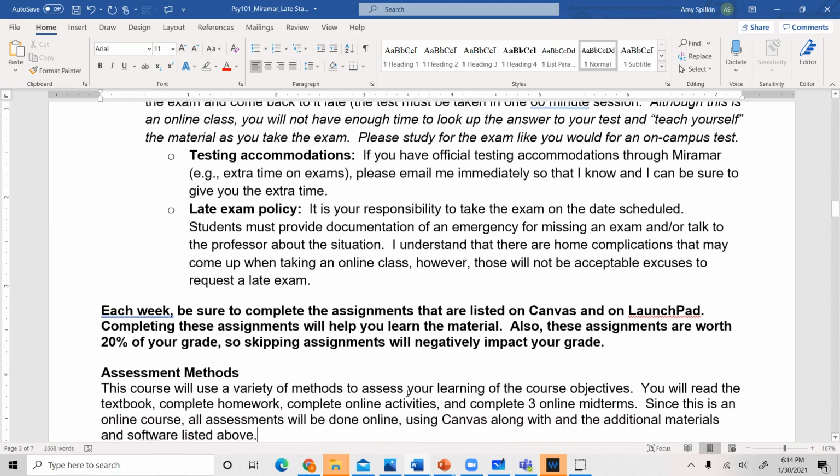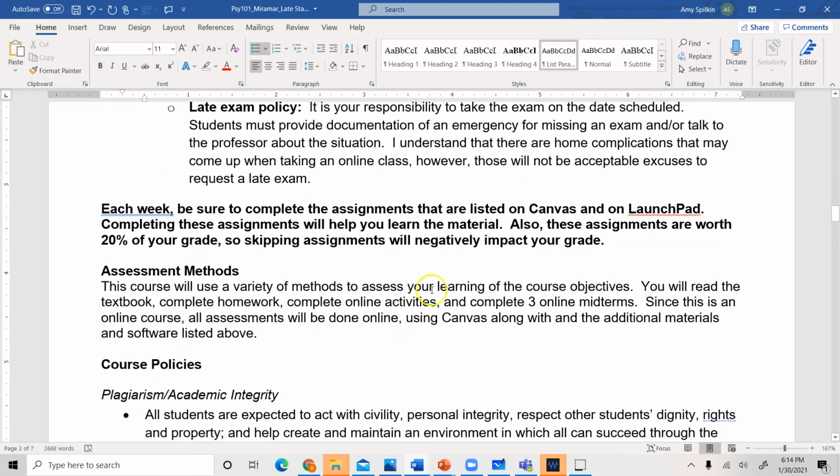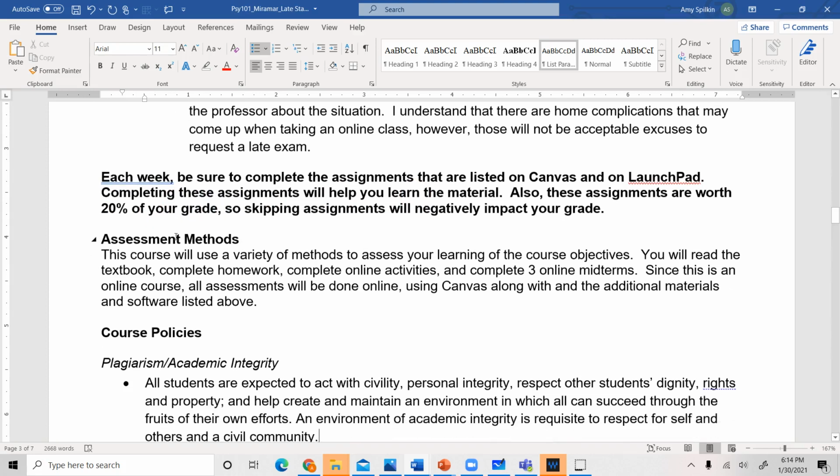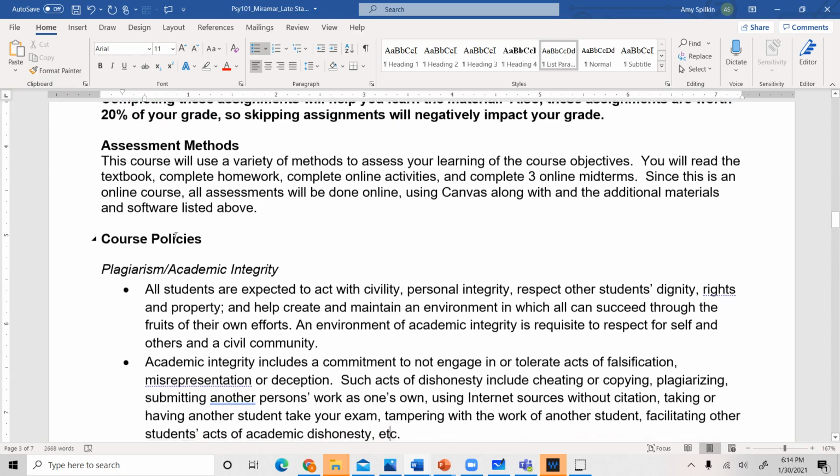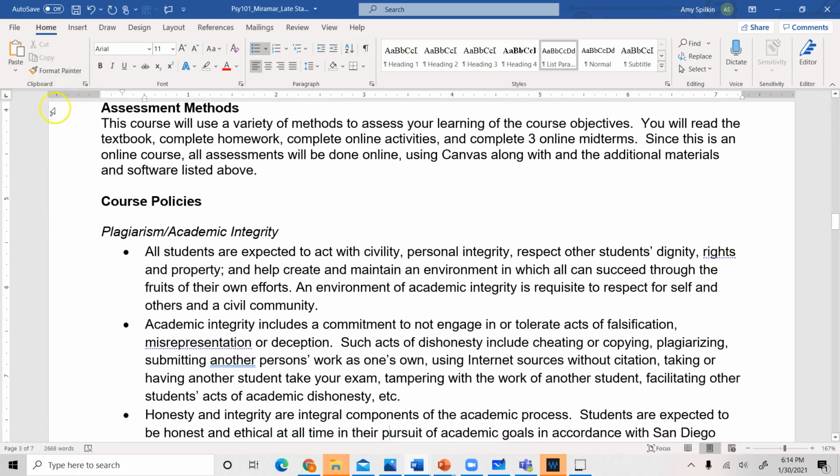Let's see. Each week, be sure to complete the assignments that are listed on Canvas and Launchpad. They'll help you learn the material, and they're worth 20% of your grade. That's as much as an entire test. So skipping those assignments will negatively impact your grade, and doing those assignments are a really good boost up to your grade. All our assessment methods I just talked about, everything online.